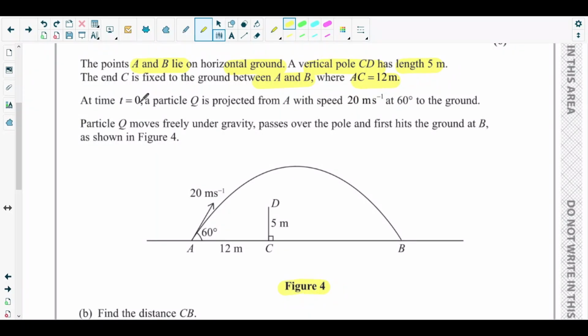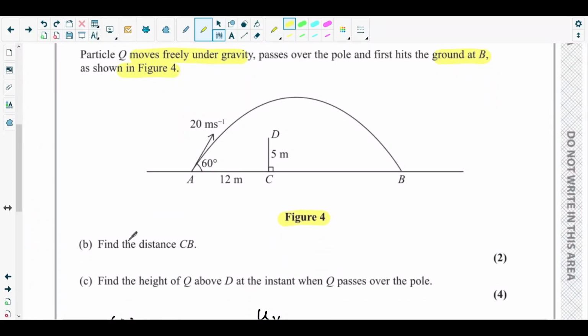At time t equals 0, a particle Q is projected from point A with speed 20 meter per second at 60 degree to the ground. Particle Q moves freely under gravity, passes over the pole, and first hits the ground at point B as shown in figure 4. So part B is asking to find the distance between CB. The distance between AC is given, so we need to find out the distance between C to B.